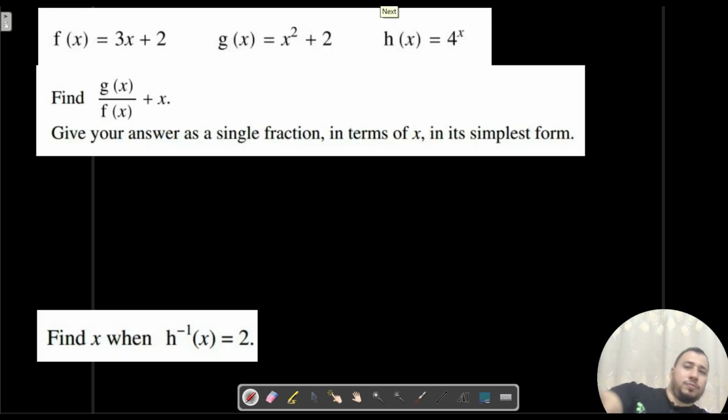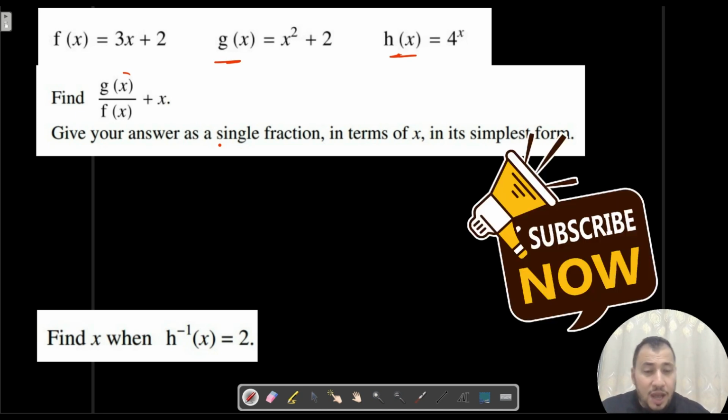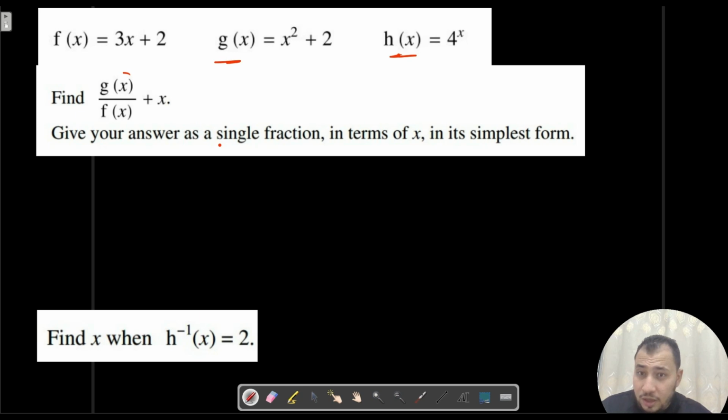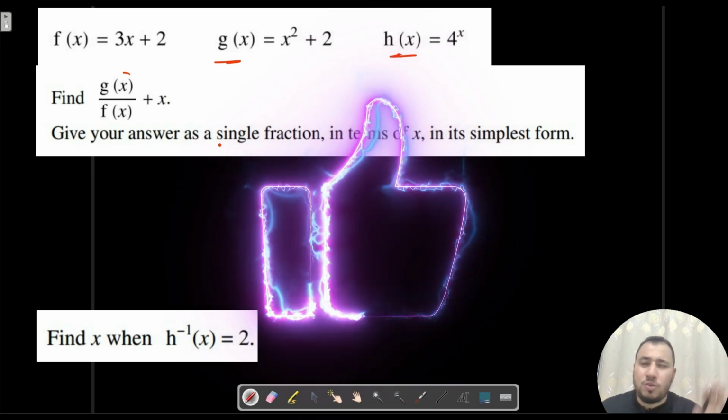Next question. Okay. Right now, I have function f of x and g of x and h of x. Also, find this g of x over f of x plus x and give your answer again as a single fraction. Immediately, okay, the substitution part is easy. And also the next part is easy, which is what? If we want to make it as a single fraction, you have to make them the same denominator. You have to make all denominators the same, then you add numerators. This is what should be done.